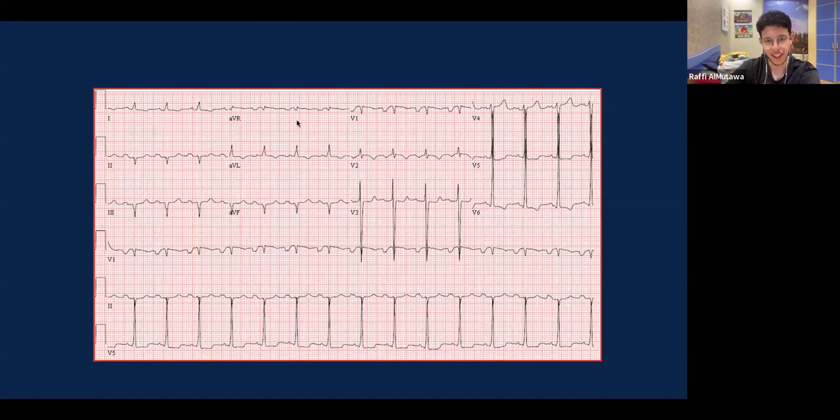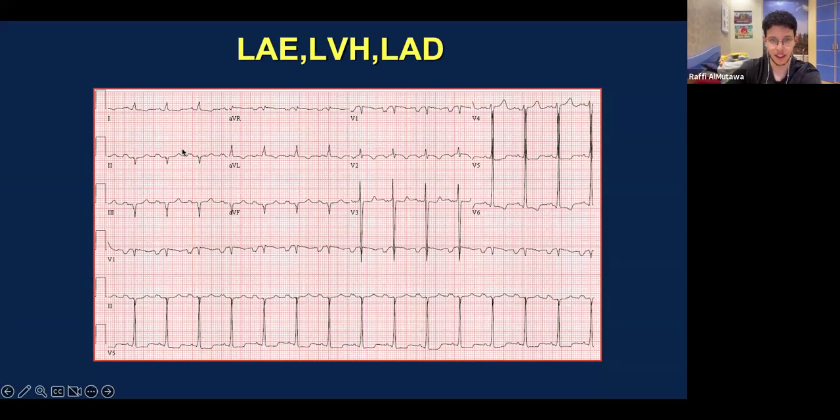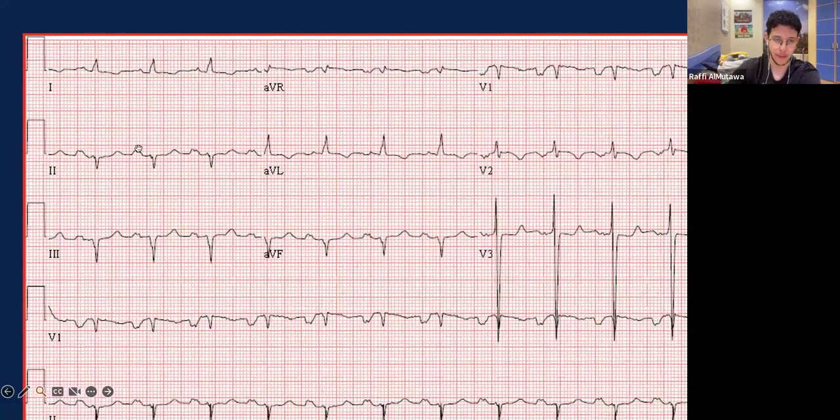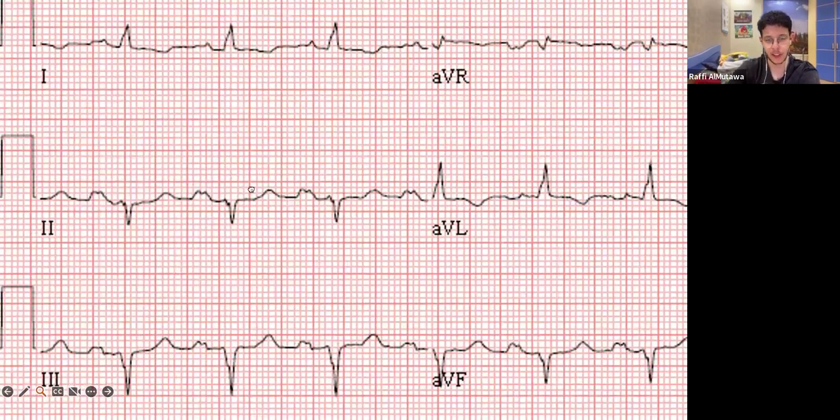Oh, wow. Okay, yeah. So there is left ventricular hypertrophy, but there's also left atrial enlargement. All right. And there's left axis deviation. It's again another thing that's important to identify. How did we confirm that this is left atrial enlargement?